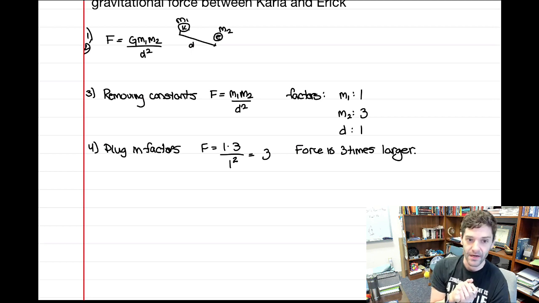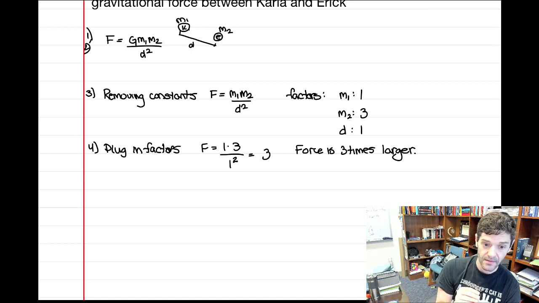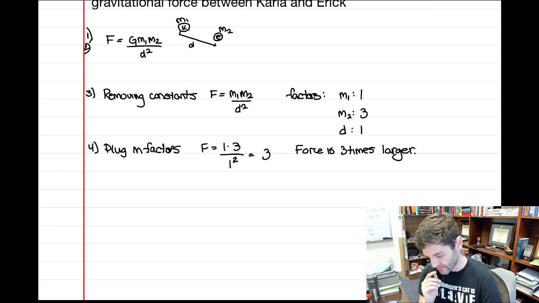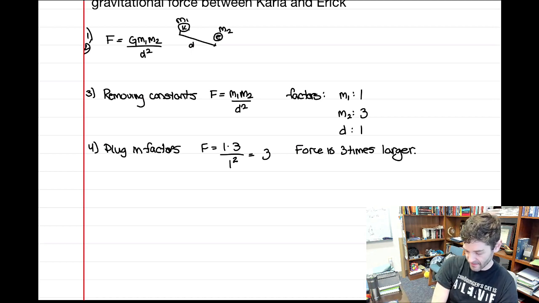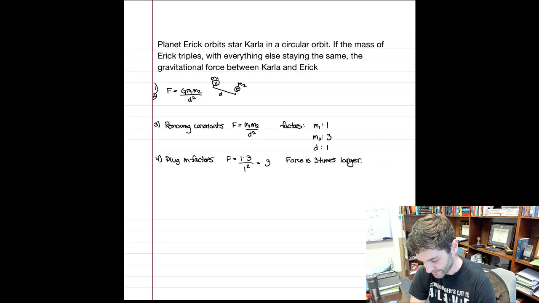So you could imagine I could say the mass of Eric triples and their distance doubles. Then you could have 2 variables that are changing. That's fine. Then you are just plugging in maybe 1s and 3s and 2s. You just have to remember to square the ones that have an exponent. That's the same idea.